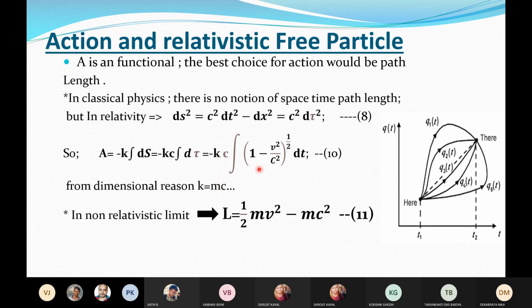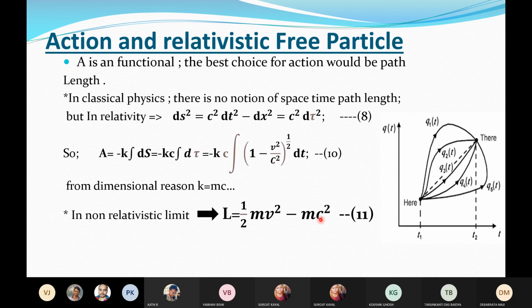So if we expand in the non-relativistic limit, v much less than c, the Lagrangian will come out as half mv square minus mc square, and further we can neglect the mc square part by arguing that the Lagrangian can be transformed into some L plus some function, del lambda by del t, where lambda is a function of x and t.